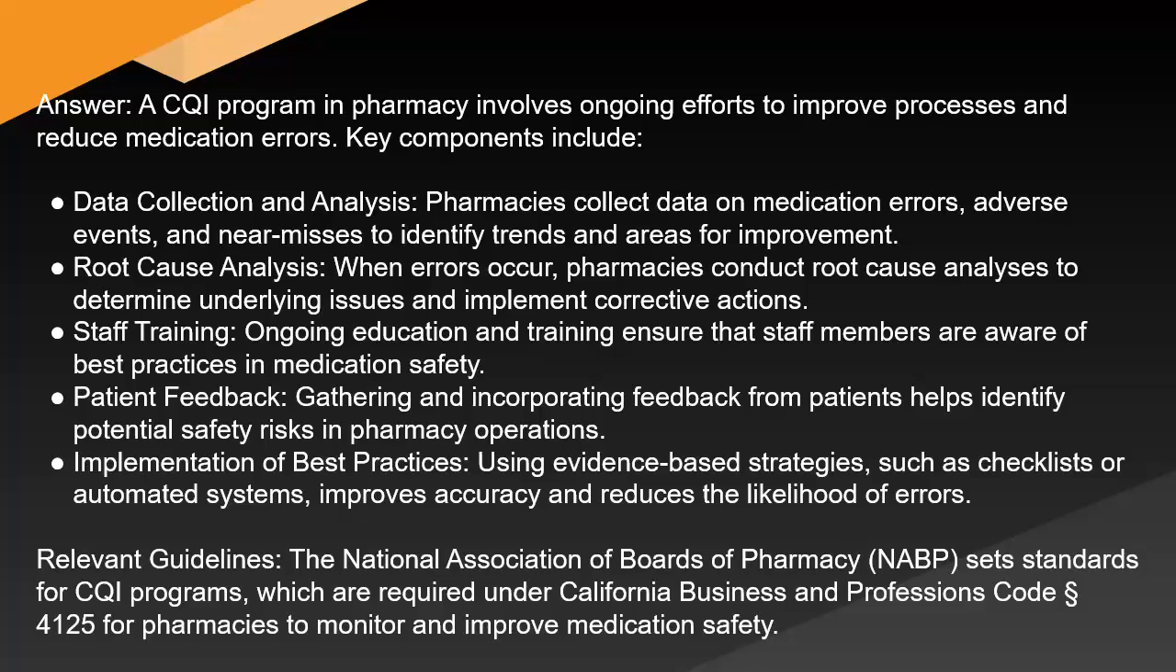Staff training. Ongoing education and training ensure that staff members are aware of best practices in medication safety. Patient feedback. Gathering and incorporating feedback from patients helps identify potential safety risks in pharmacy operations. Implementation of best practices using evidence-based strategies, such as checklists or automated systems, improves accuracy and reduces the likelihood of errors. Relevant guidelines. The National Association of Boards of Pharmacy (NABP) sets standards for CQI programs, which are required under California Business and Professions Code §4125 for pharmacies to monitor and improve medication safety.